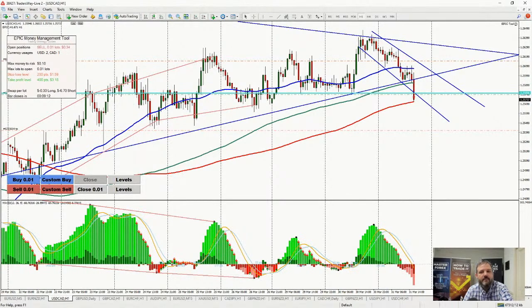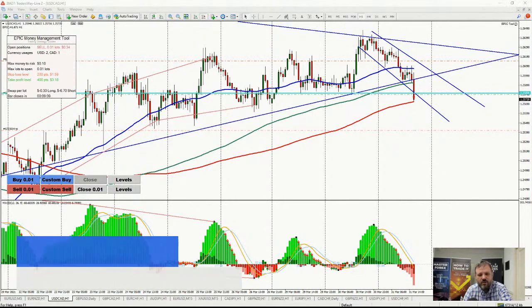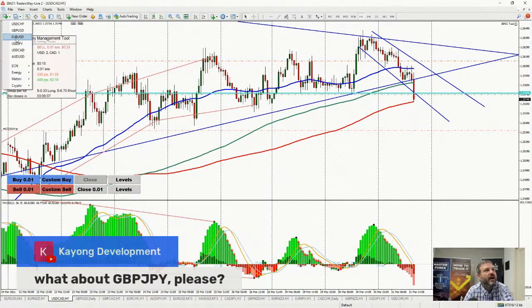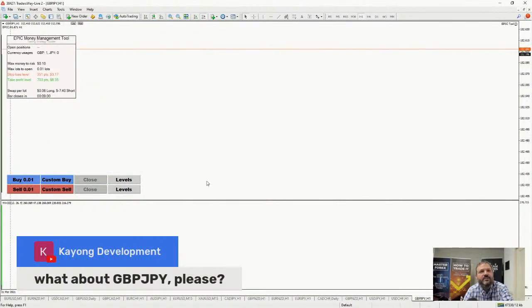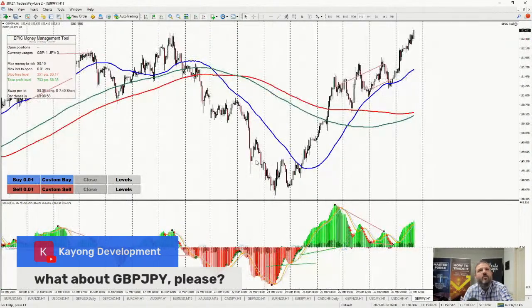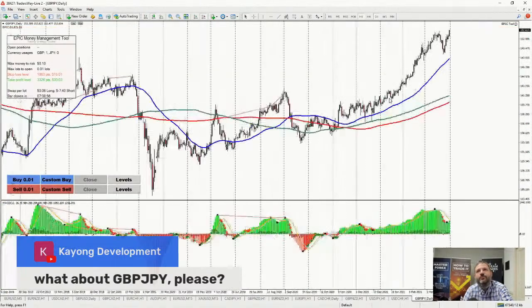Let's do pound yen. I have a sudden urge to look at pound yen. I wonder why. Oh, that's because of Kayong. Let's look at that pound yen, buddy. All right. Wow, what a move.